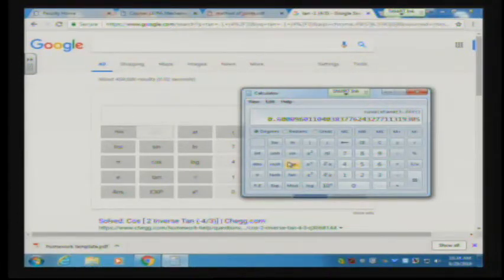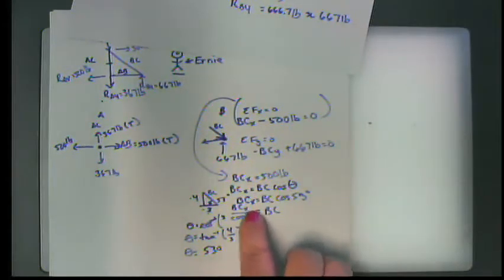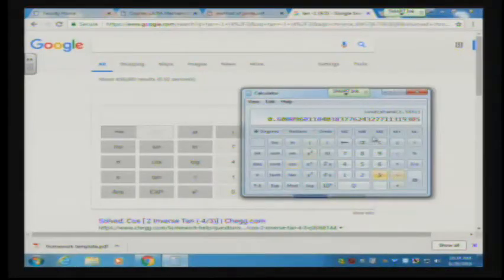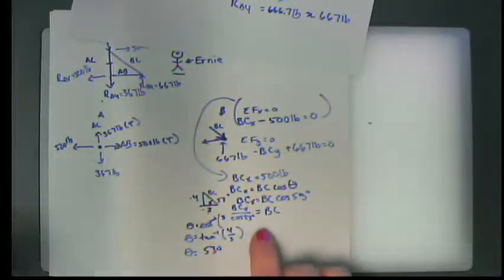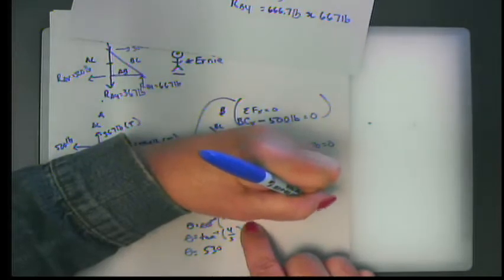Oops, you can't see what I'm talking about right here. Okay, so BCx is 500. If I take 500 and divide it by the cosine of 53 degrees, which is 0.6, I'll get the value of BC. So I take 500, clear the entry, and go 500 divided by 0.6, and that value is 833. So that means BC has a value of 833 pounds.